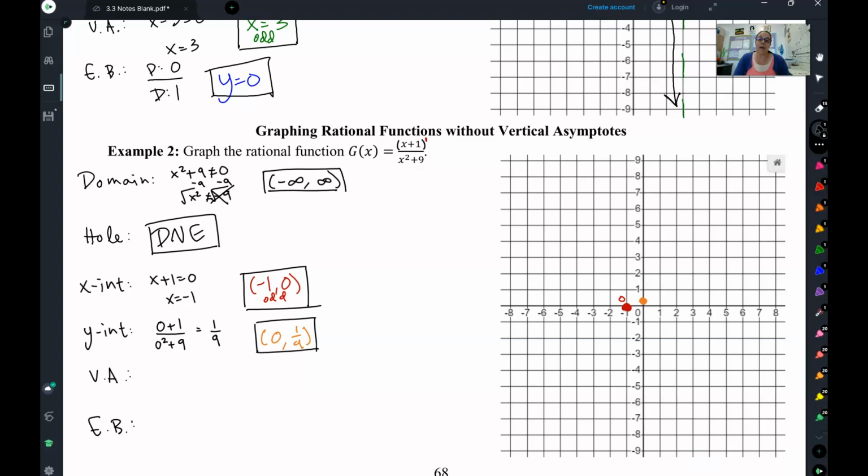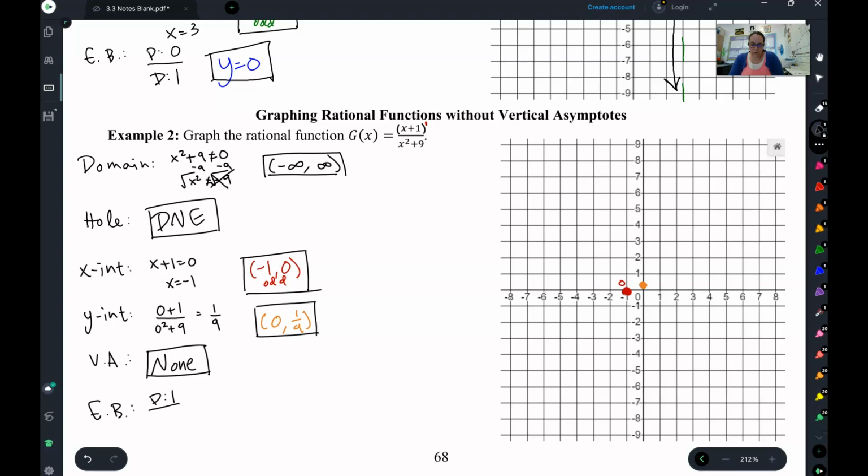Vertical asymptotes, we look at the denominator. But remember, we talked about earlier, this denominator does not factor. So because we cannot set this denominator equal to 0, and I mean, we tried, but we got imaginary, there are actually no vertical asymptotes. And then our last one, our end behavior, the degree on top is a 1, degree on bottom is 2. So since it is bottom heavy, our end behavior is y equals 0. So the ends of my graph should be pointing towards 0.